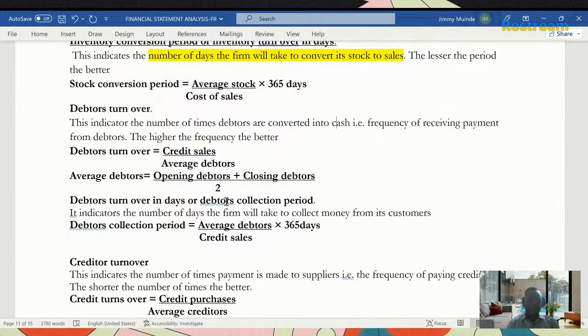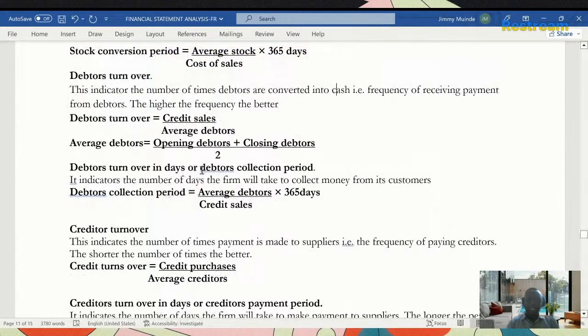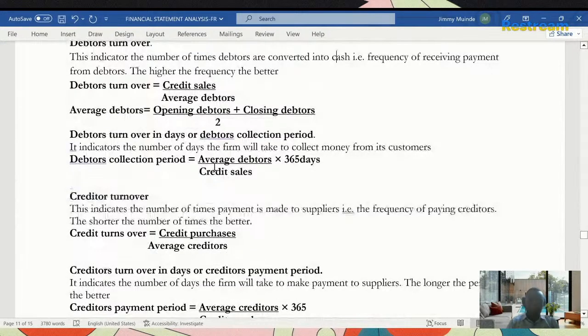average. Then the debtors turnover in days is the period that the firm takes to collect. So the shorter the days, the better the position. Then we go to creditors, where we have creditors turnover, which is the number of times that we pay. That is the frequency of paying the creditors. How do we pay the creditors? And the shorter the number of times, also the better the position.